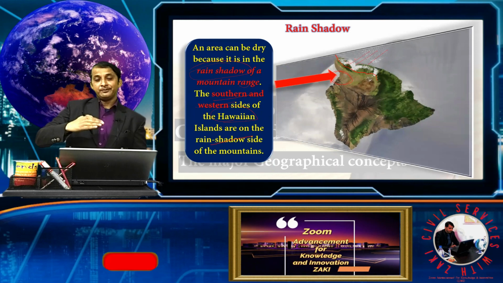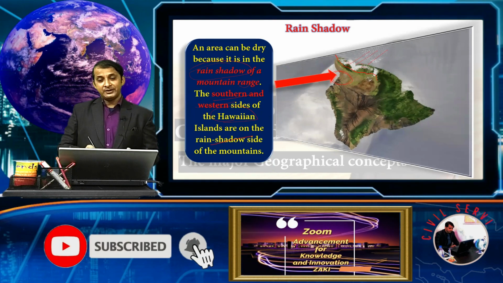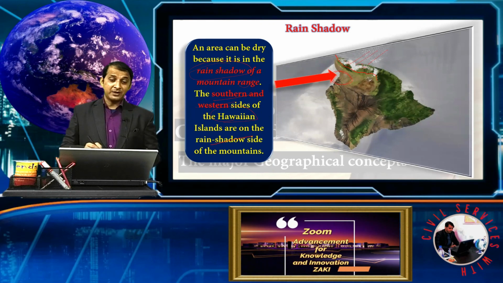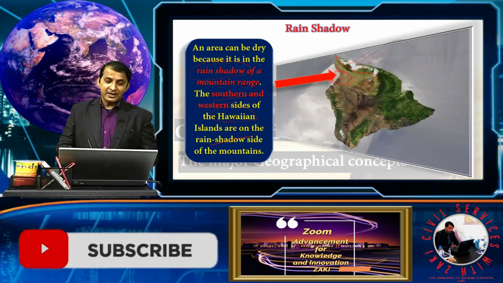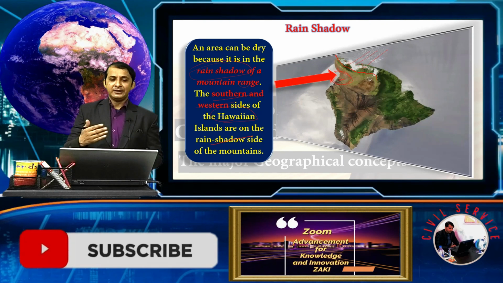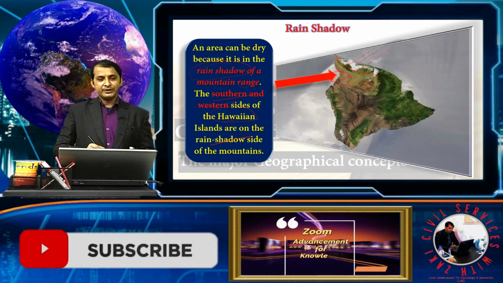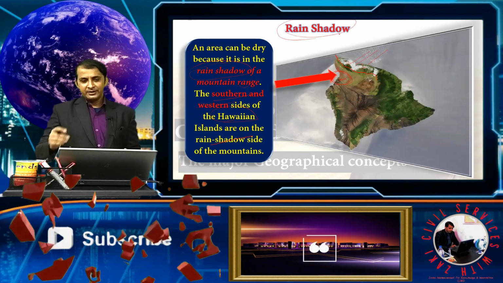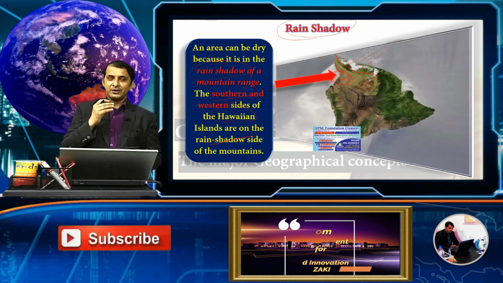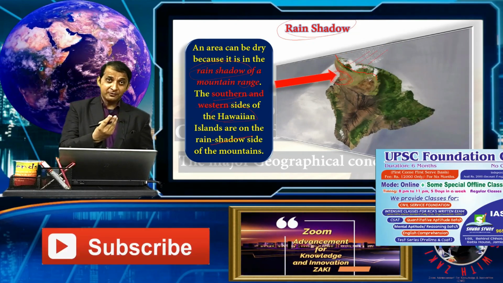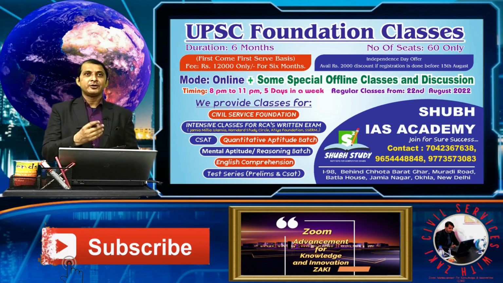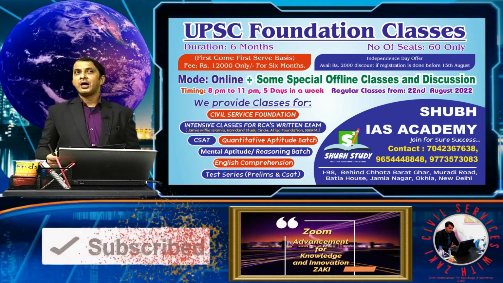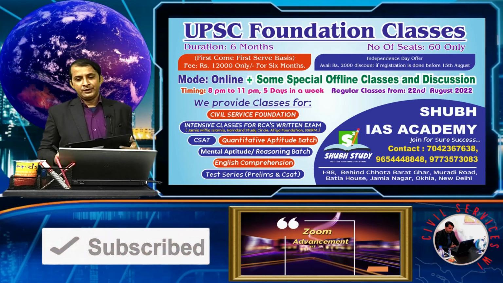So in this area you find most of the moist area and most of the forest, but on this side you cannot find this type of vegetation, and mostly this type of desert is called a rain shadow desert. So if you want to know about precipitation, what is the rain shadow or orographic rain and so on, then you must join our regular class.